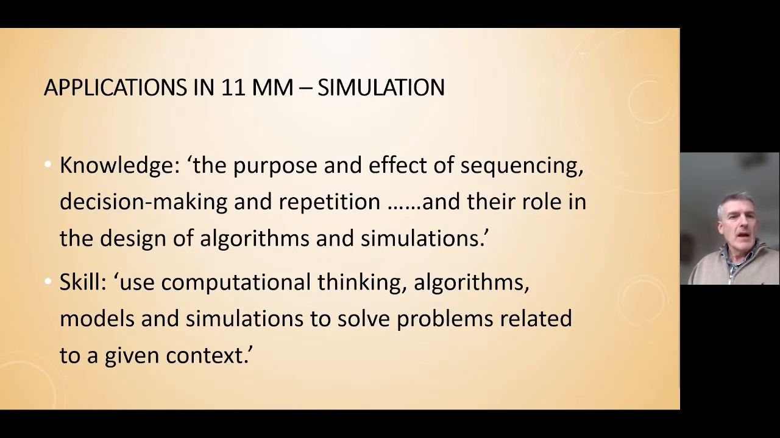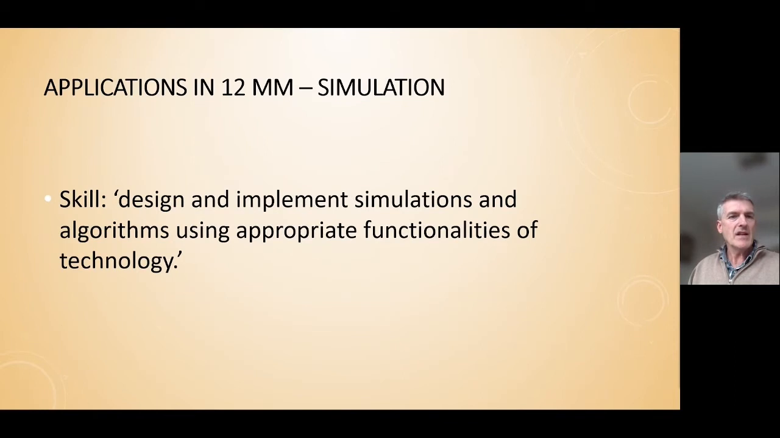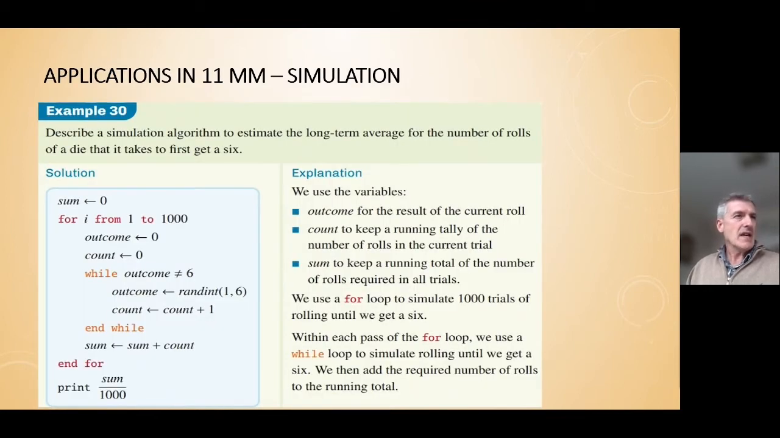Simulation. Key knowledge here is the purpose and effect of sequencing, decision-making and repetition, and their role in the design of algorithms and simulations. And the skill listed here is to use computational thinking, algorithms, models and simulations to solve problems related to a given context. And in Year 12, a similar type of skill is listed in the study design for Math Methods. In the Cambridge text, we have an example here where we are writing a simulation to estimate the long-term average for the number of rolls required of a die so that we first get a 6.